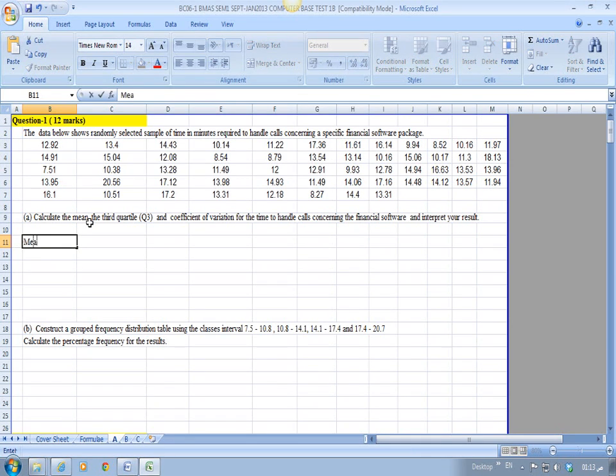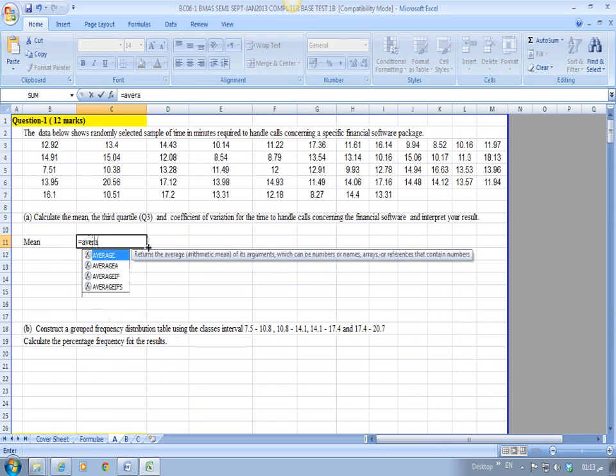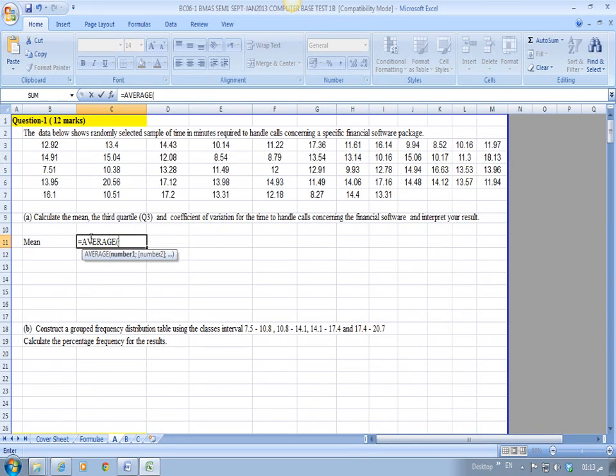The formula for the mean is average, so we write equal AVERAGE, and then you can see here this is average. Double click it and the computer completes the formula for you, and highlight the data. Close the bracket, press enter. Then this is the mean. That is the answer for the first part.